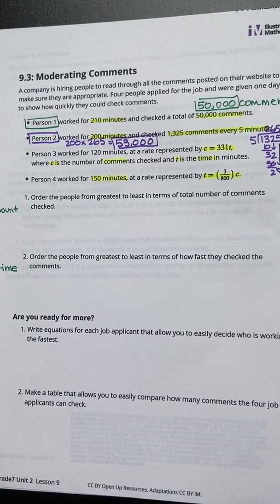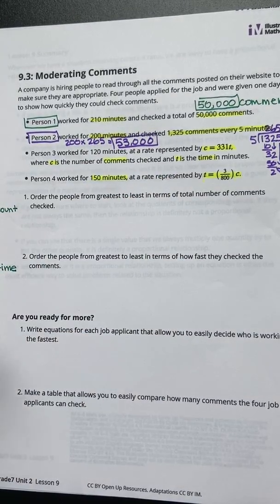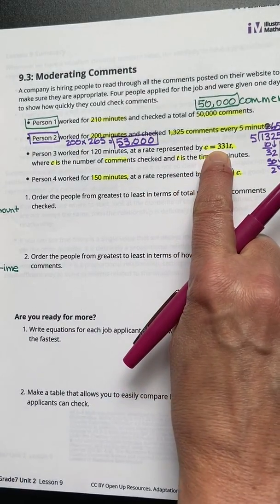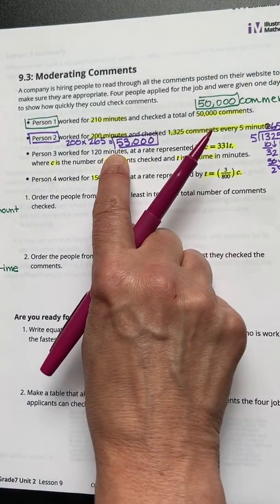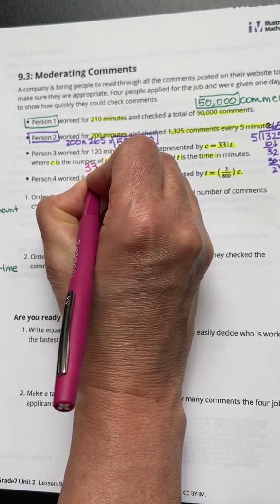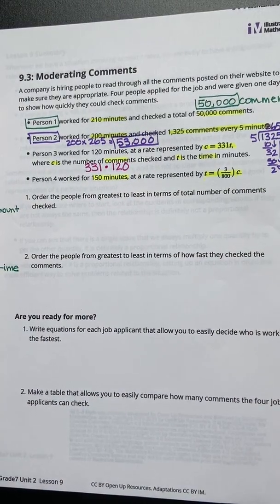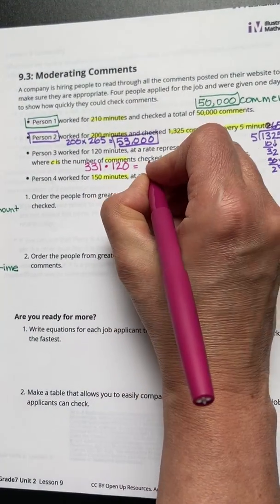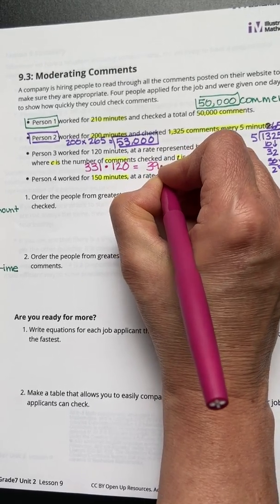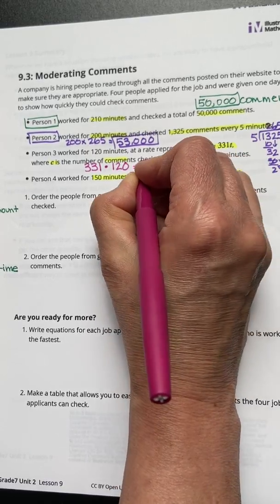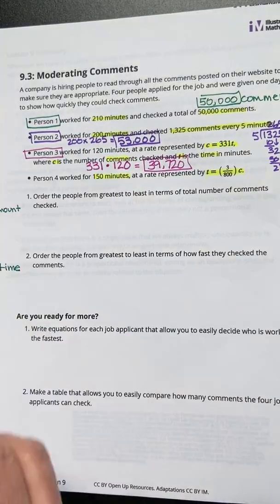Person 3 worked for 120 minutes at a rate of C equals 331 T. So in order to figure that out, I'm going to do 331 times the minutes. So 331 times 120 minutes. I've already multiplied this out, you would just multiply that out. I got 39,720. That was person 3. Person 1 looks like he's winning so far.